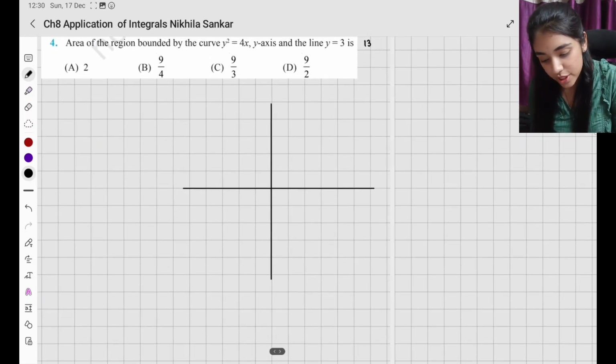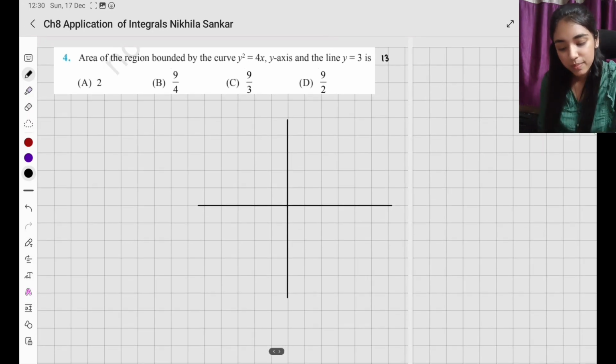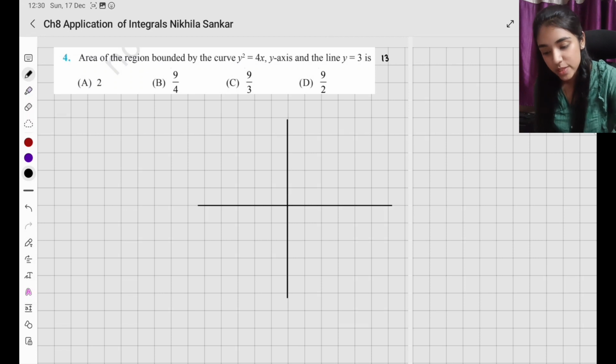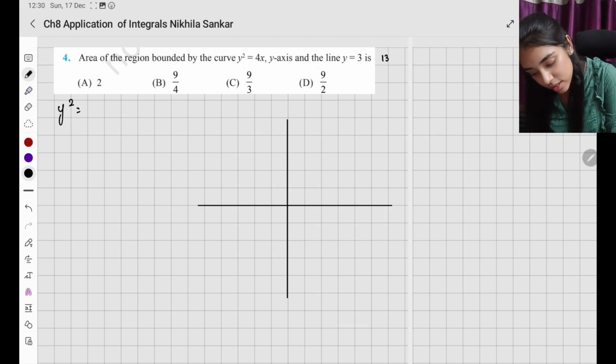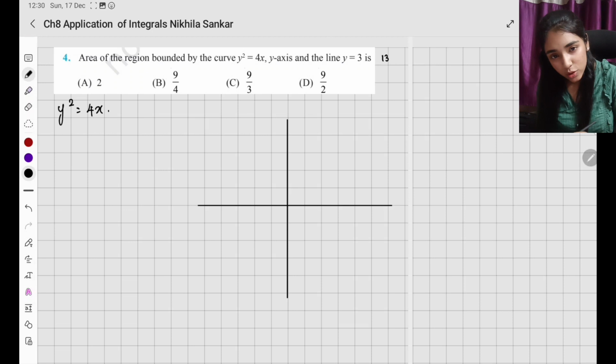Now, question number 4. Area of the region bounded by the curve y square equals 4x. So y square equals 4x, it is going to be a parabola. Y square means it is going to be symmetric to the x-axis. So how is your equation going to look like? It is going to be something like this.